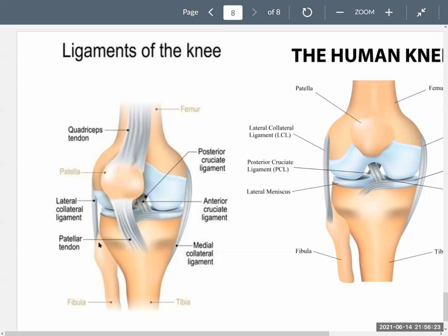Okay, we have two strap-like pieces of connective tissue on either side here. Remember that the fibula is lateral, so this is the lateral collateral ligament. It's lateral because it's on the lateral side. It's collateral because there's going to be a medial collateral ligament working with it. And it's a ligament because it attaches bone, this time to bone. So you're using the ligament properly. This strap-like piece here is the medial collateral ligament.